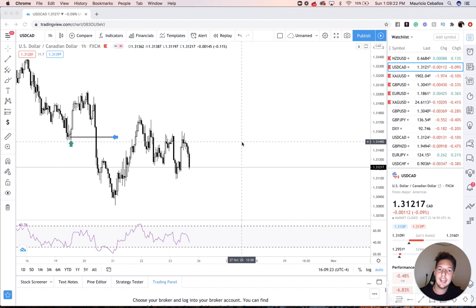Now, on today's lesson, we're going to be talking about how to understand smart money concept for beginners, because understand that this is something that could get a little bit complicated if you don't understand the principles.